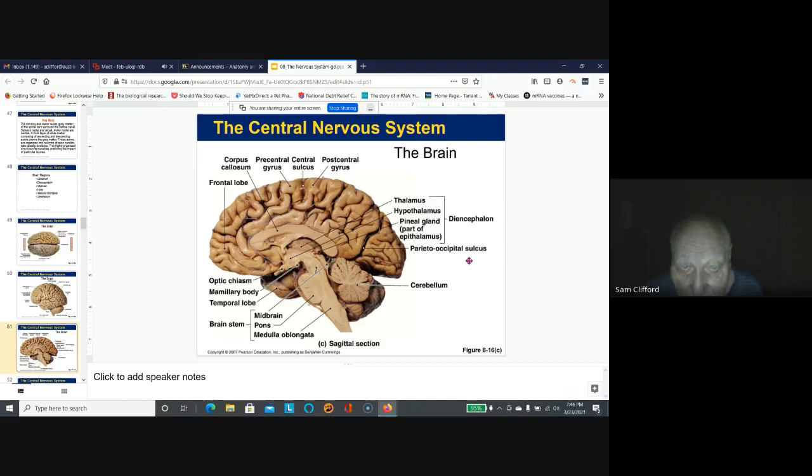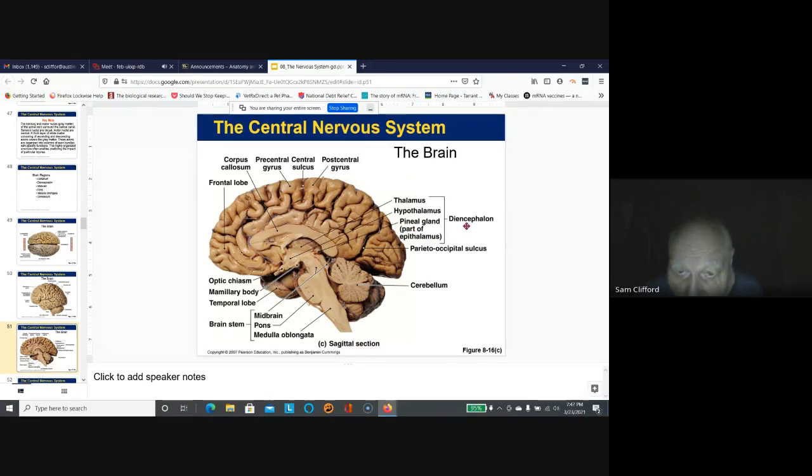If we take a cross section of the brain, the frontal lobe. So here's the central sulcus. Here's the precentral gyrus, the postcentral gyrus. The corpus callosum is the white matter that connects the two cerebral hemispheres. The diencephalon is the thalamus and the hypothalamus. The pineal gland is part of that. So the pineal gland is right here.